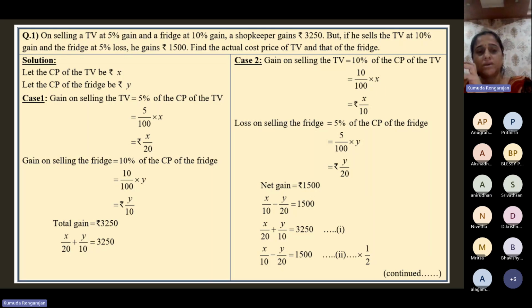So how do we find gain? The percentage should be applied on the cost price. So if it is 5%, it's 5% of the cost price. So 5% gain on TV is this, 10% gain on fridge is this, and both put together. The profit on selling the television plus the profit on selling the fridge is equal to 3250. So that's the equation here. Profit on TV plus profit on fridge is equal to the total profit.